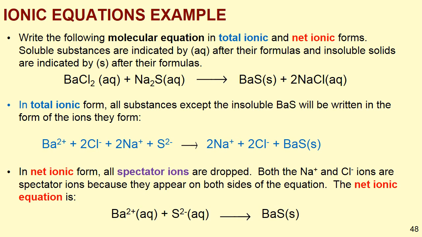Same thing with the Na2S. The Na2, there's 2 of them. They break apart into 2 separate ions. So we put 2 Na pluses and then the S minus 2. Now on the product side, notice that the BaS has a solid by it. So that means we keep it together. It stays a solid.